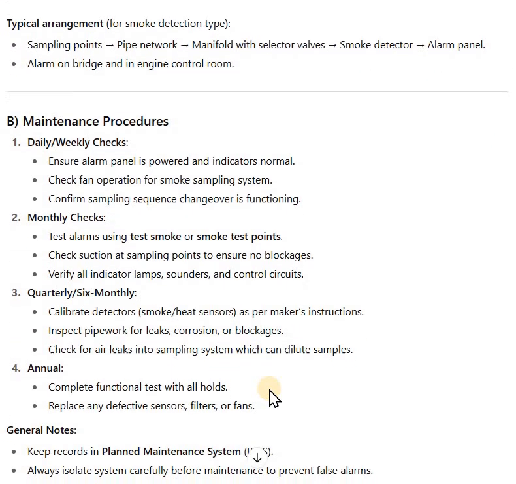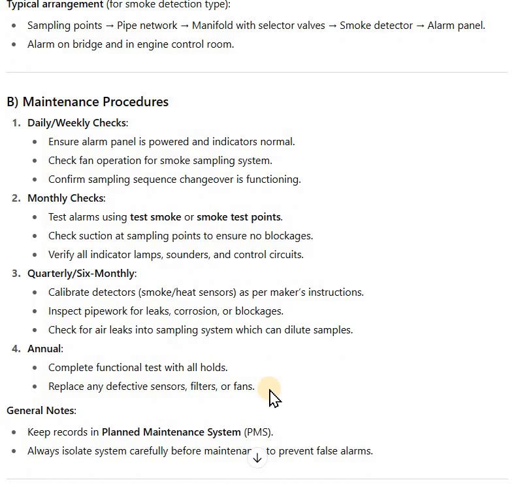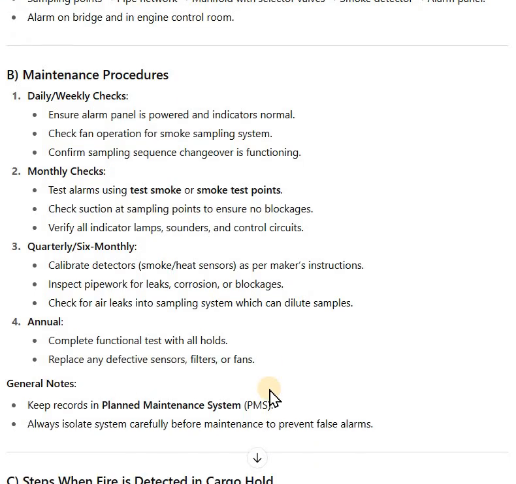Maintenance procedures. Daily and weekly: ensure the alarm panel is powered and indicators normal, check fan operation for the smoke sampling system, confirm sampling sequence changeover is functioning. Monthly checks: check alarm using test smoke or the smoke test points. Check suction at sampling point to ensure no blockages. Verify all indicators, lamps, sounders, and control circuits. Quarterly and six monthly: calibrate the detectors as per maker's instruction.